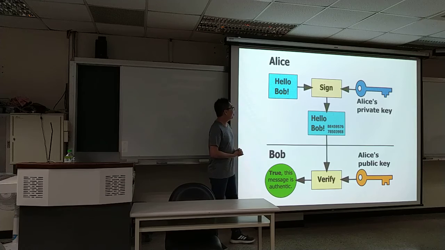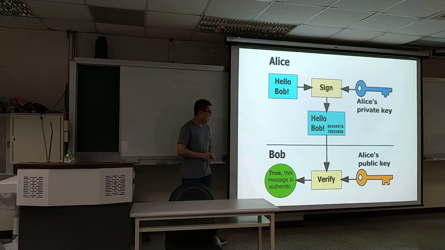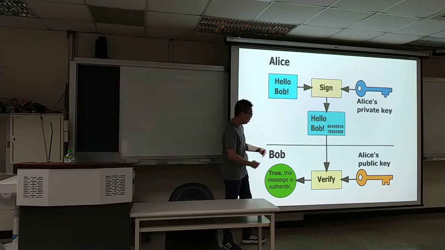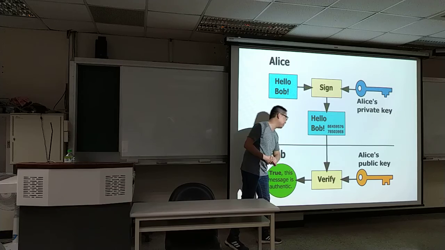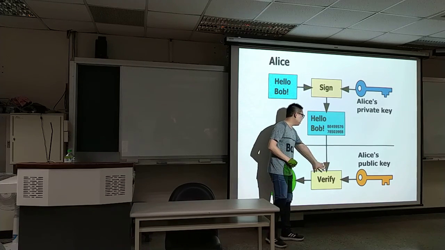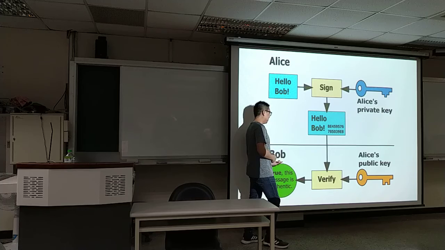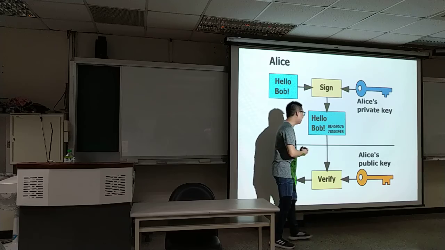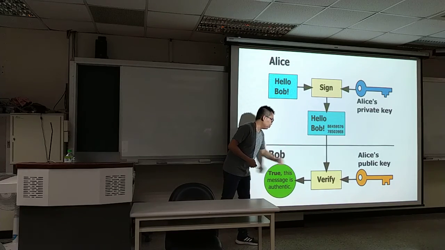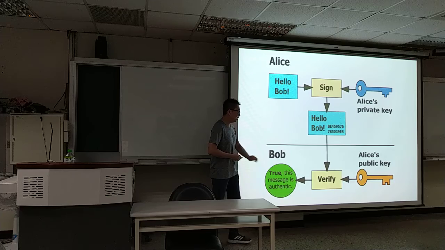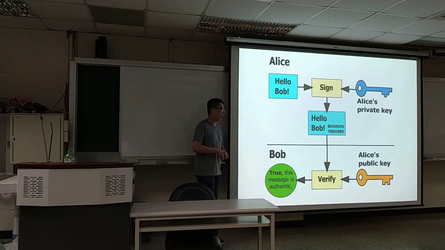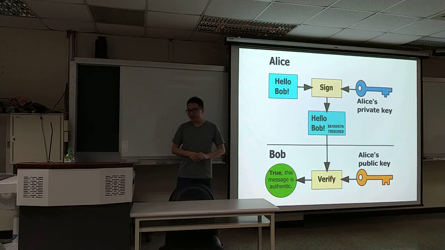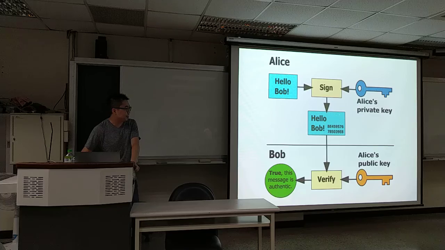And what can we do with the signed message? Anyone who wants to verify it can call another routine called verify, this yellow box. So Bob wants to verify the message signed by Alice. He needs to get Alice's public key and feed it into this yellow box called verify. And the verify function will generate a 1-bit result, 0 or 1, or true or false, indicating this message's validity.